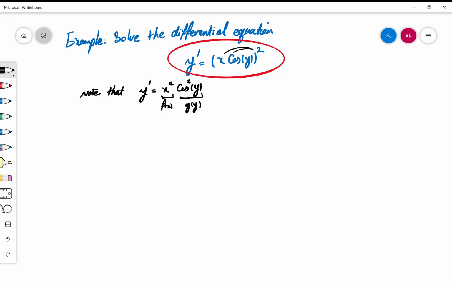So note that then this is a separable differential equation. Well, then what do we do? The steps for solving a separable differential equation is that, well, separate the variables.